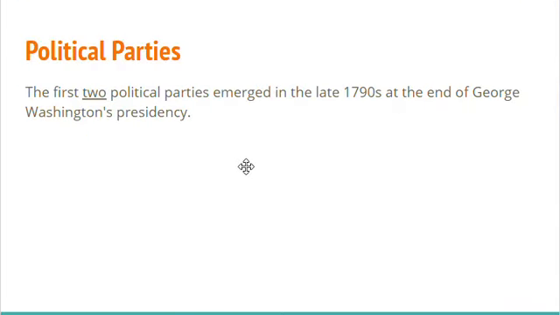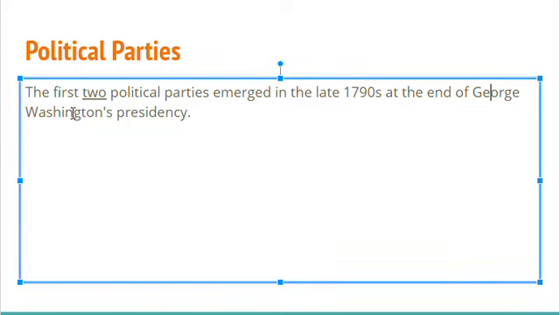Next, we're going to go into political parties. This was also in our last unit, but we'll go into a little bit more now. The first two political parties emerged in the late 1790s at the end of George Washington's presidency. George Washington was the first president. He wasn't necessarily part of a political party, but at the end of his presidency, that's when parties started to form.